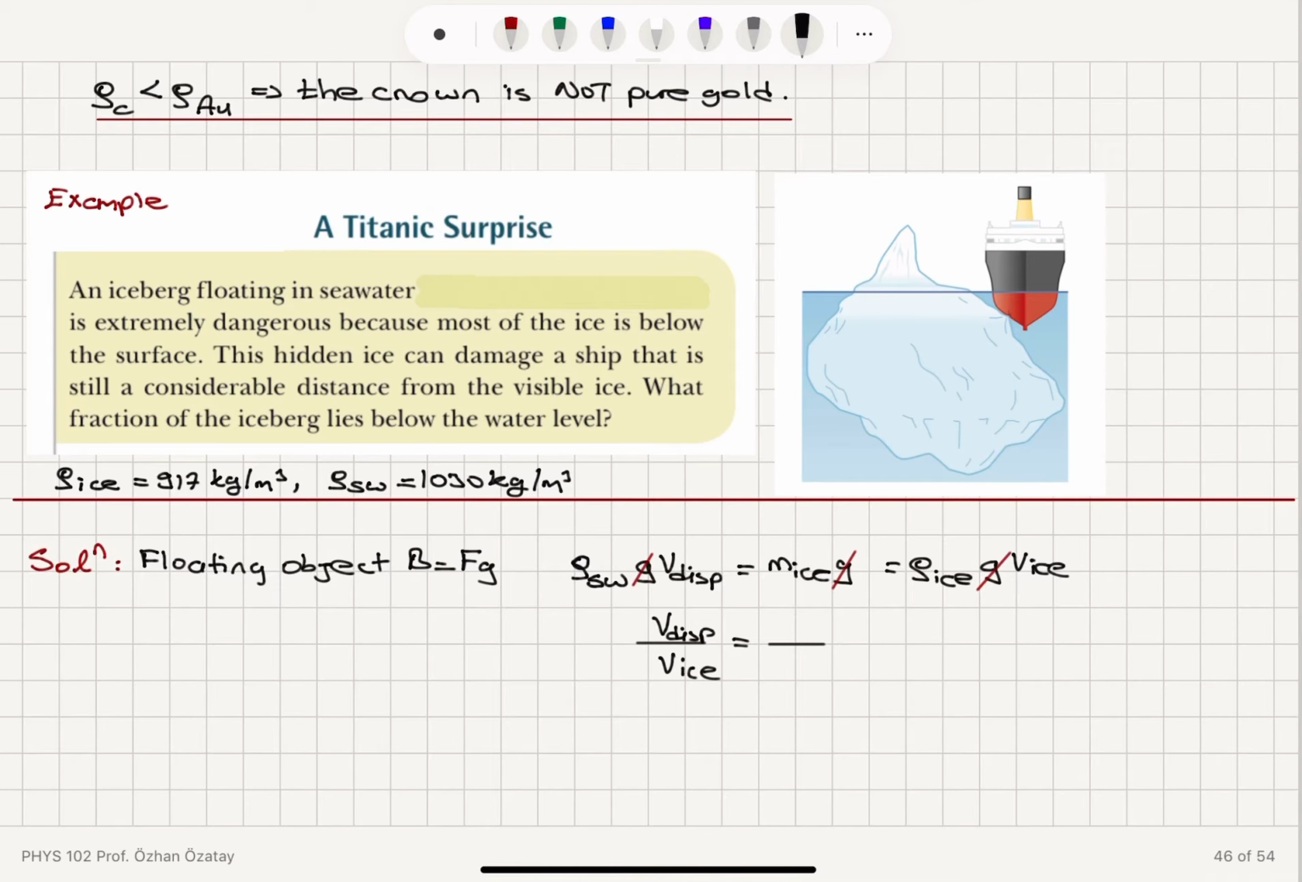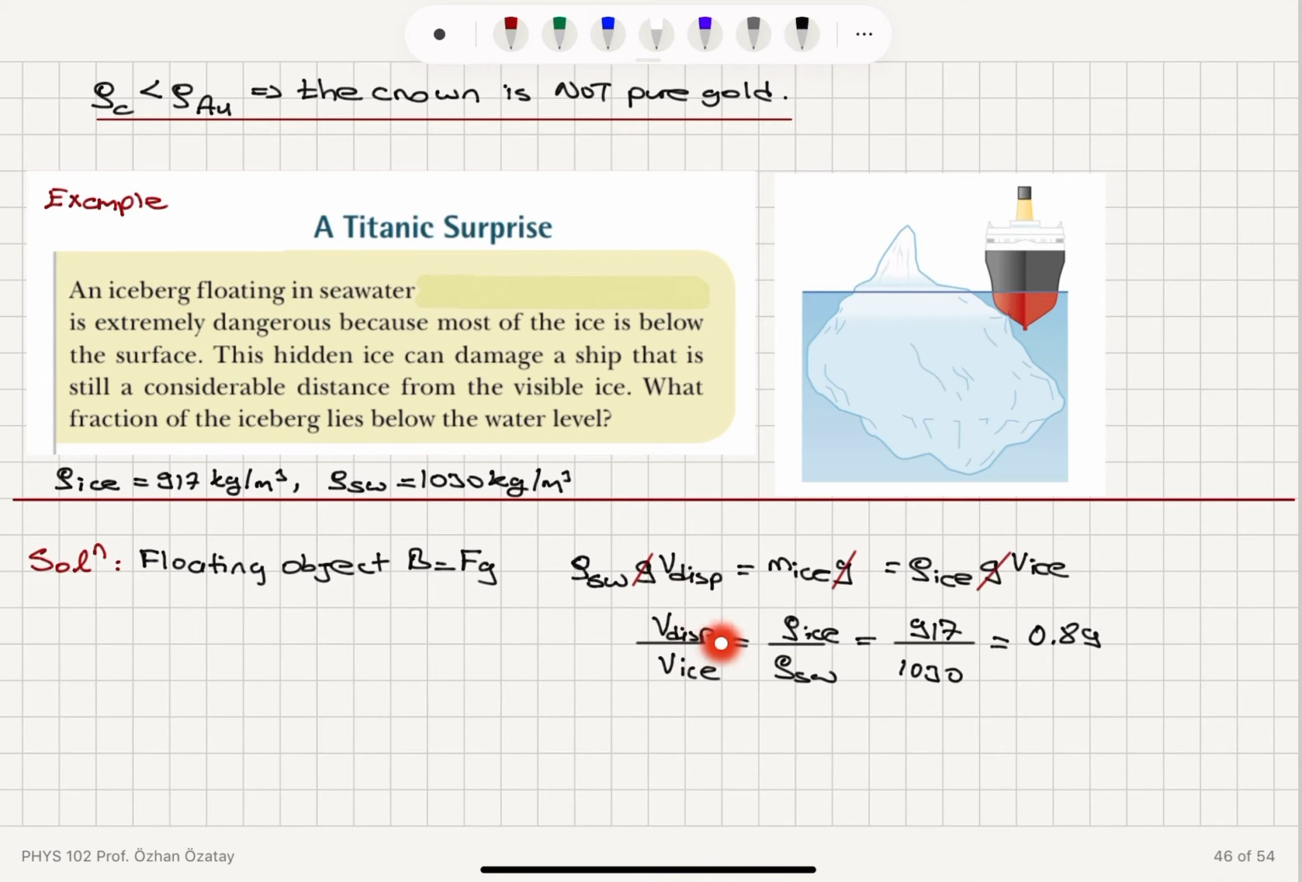So we have this equal to the density of the ice divided by the density of seawater. If we plug in the numbers, the density of the ice is 917 kilograms per meter cubed, and the density of seawater is 1030. This is basically 0.89. Okay, so what fraction of the iceberg lies below the water level?